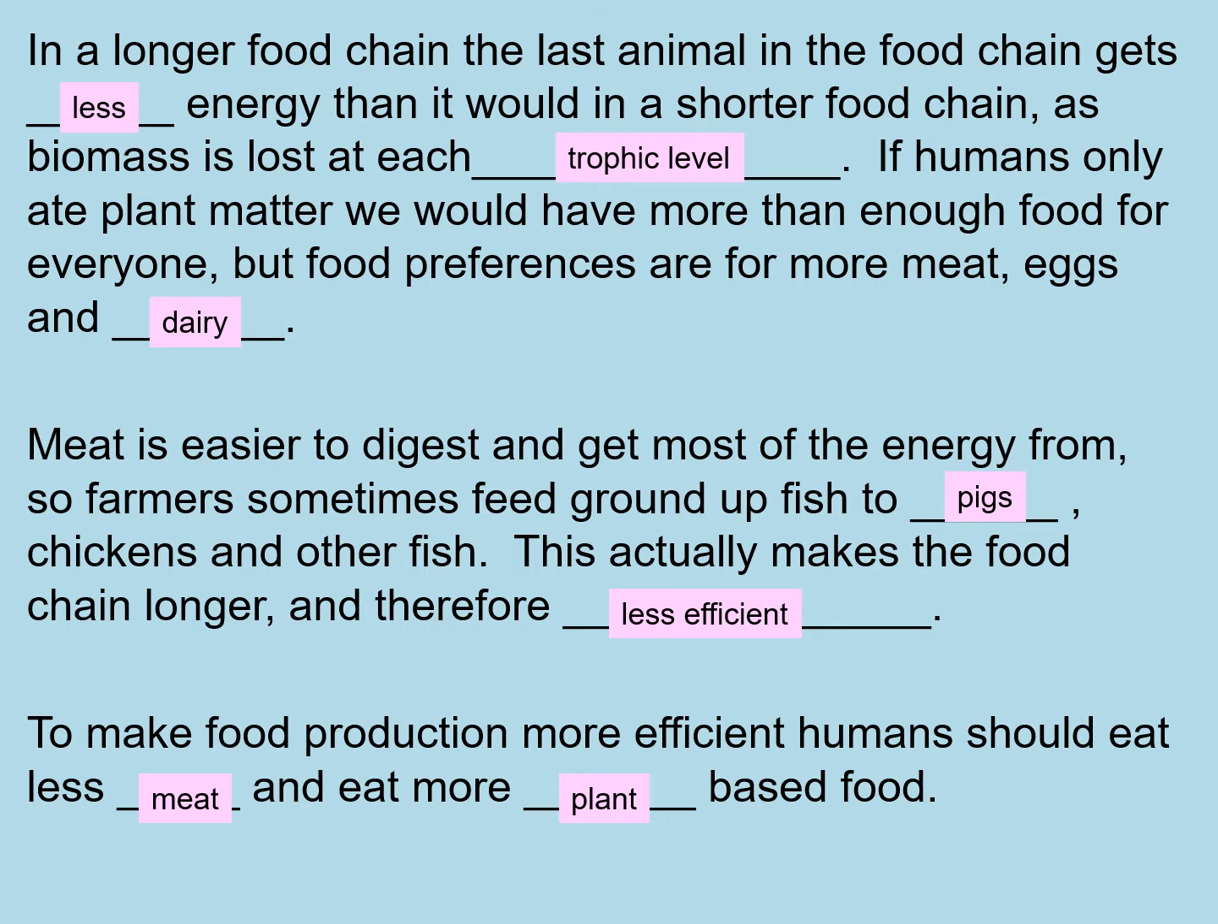If humans only ate plant matter, we would have more than enough food for everyone, but food preferences are for meat, eggs and dairy. Meat is easier to digest and get most of the energy from, so farmers sometimes feed ground up fish to pigs, chickens and other fish. This actually makes the food chain longer and therefore less efficient. To make food production more efficient, humans should eat less meat and eat more plant-based foods.